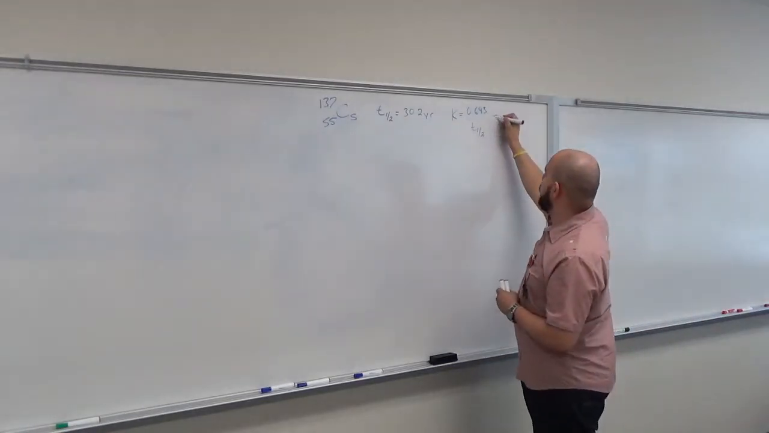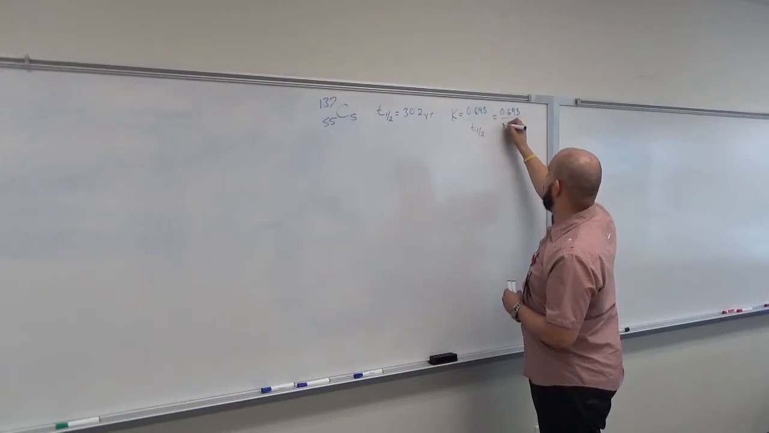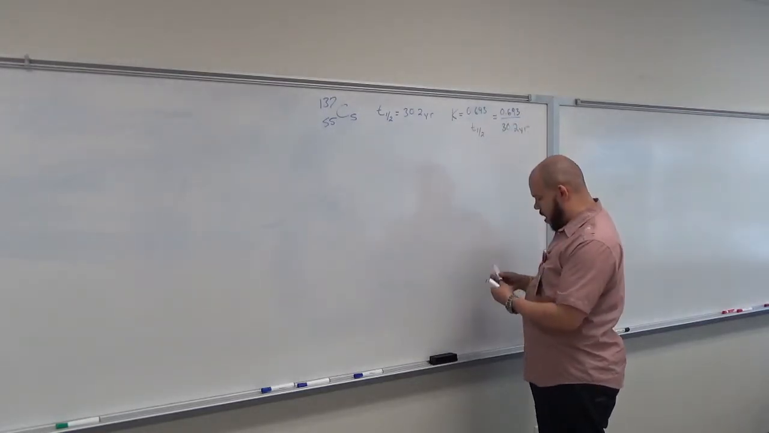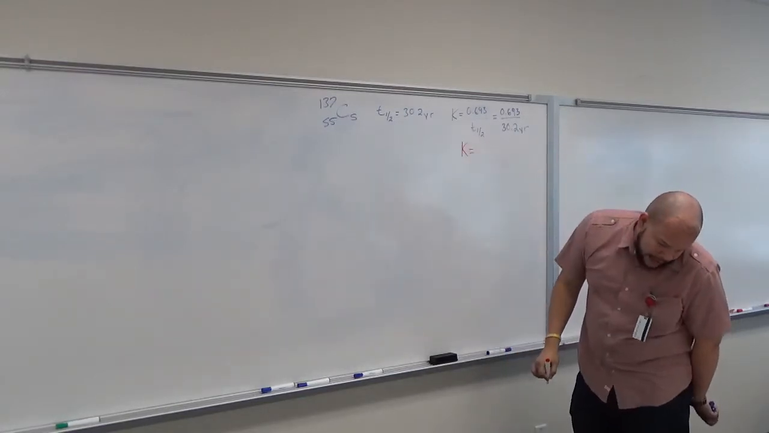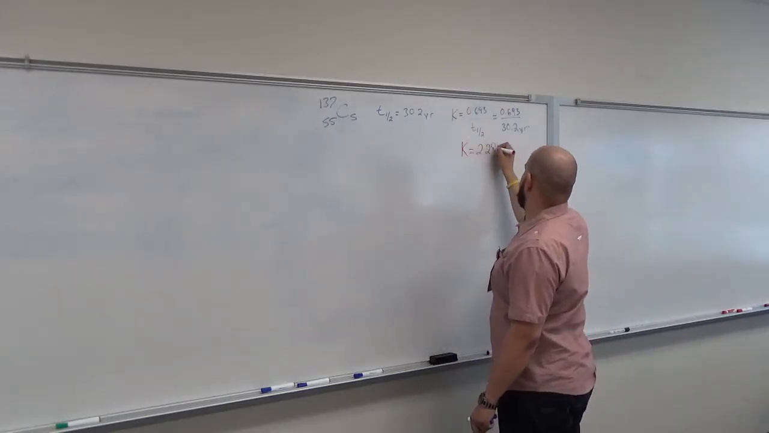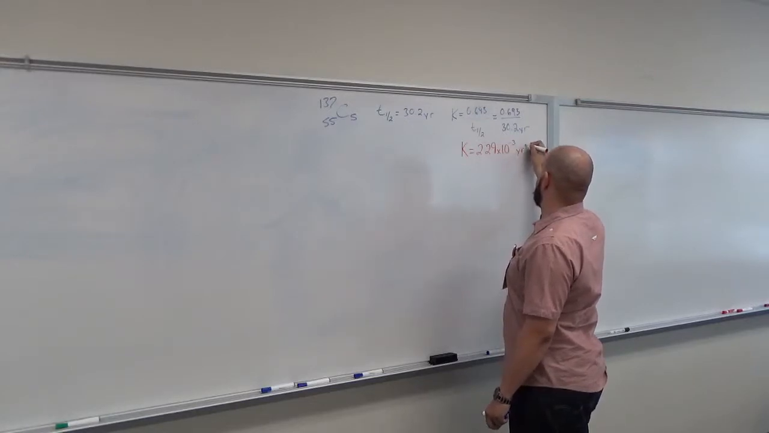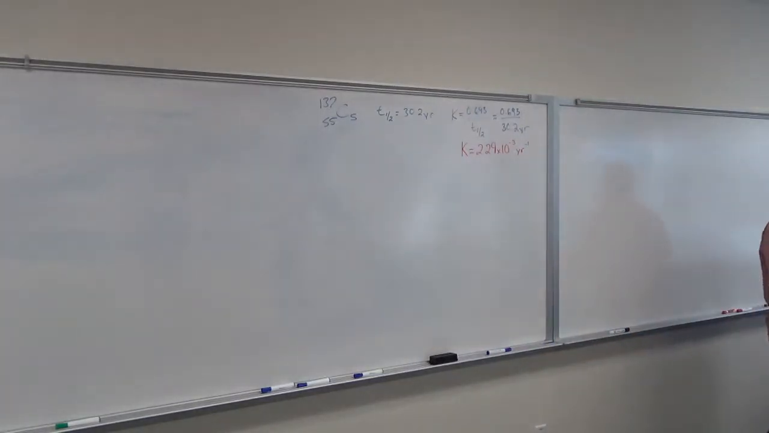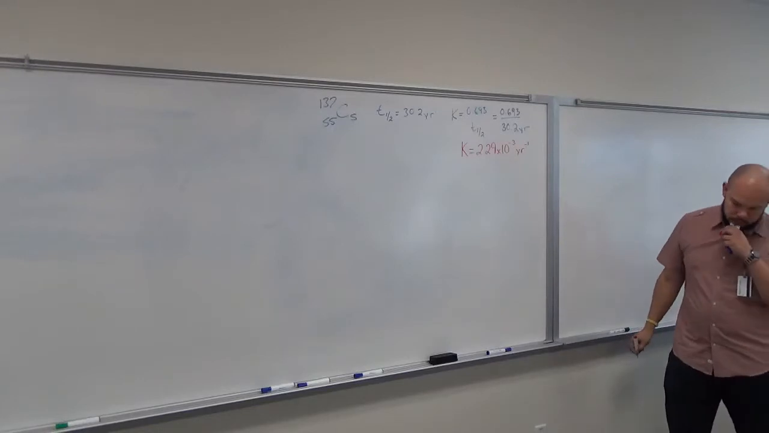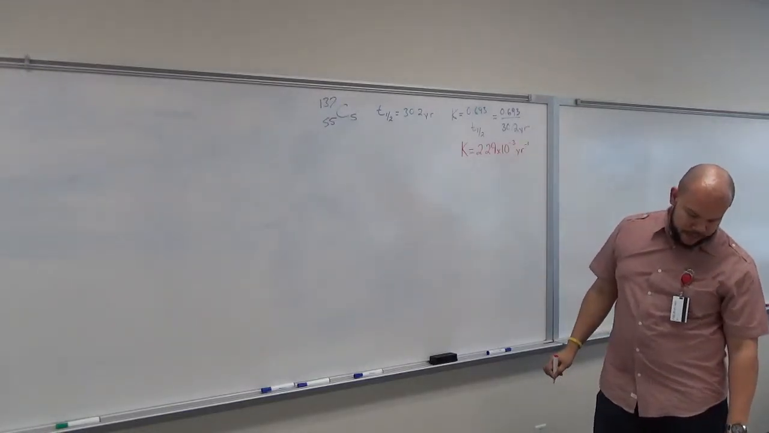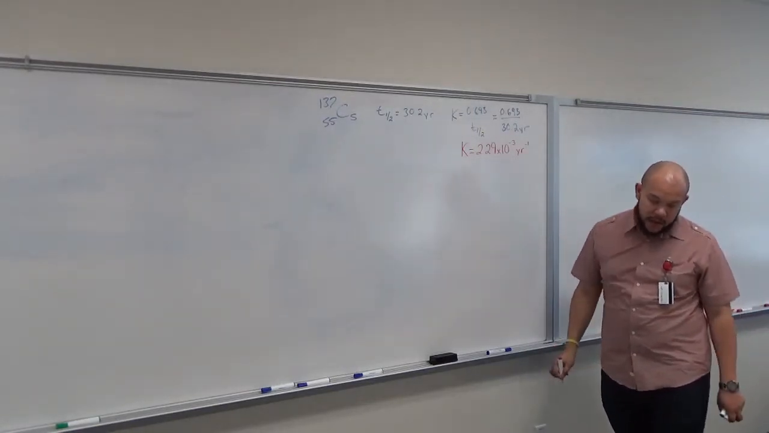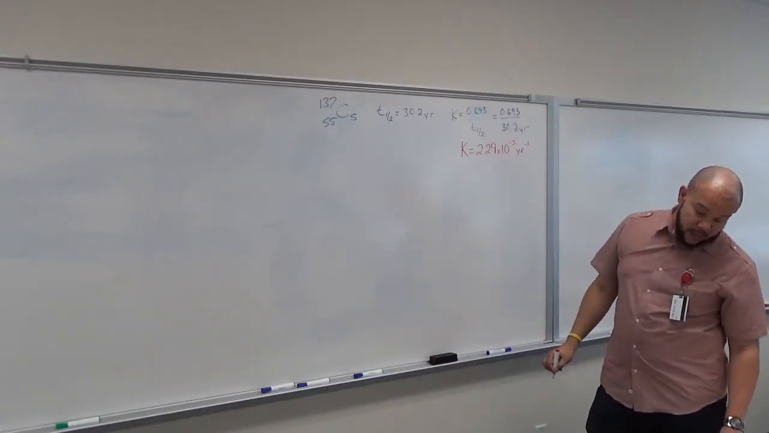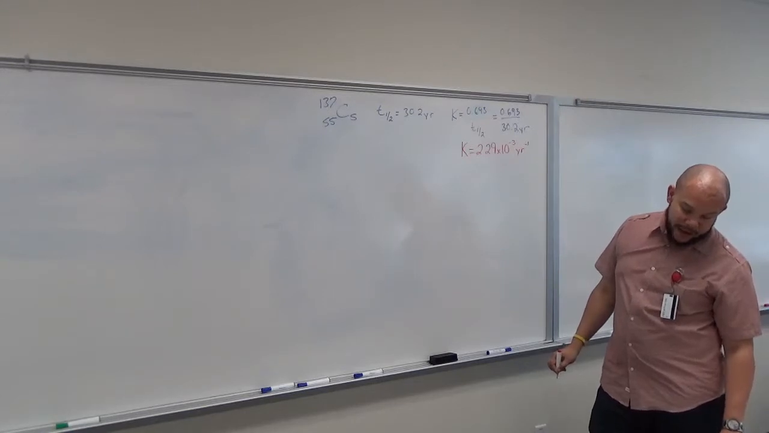If we know it's 30.2, then this value is 0.693 over 30.2 years, and we get a value for K equal to, looks like I got 2.29 times 10 to the negative 3, and this is year to the negative 1. Remember, our units for the rate constant for first order is time to the negative 1. So that's the first part of the question. The second part asks: given a sample of 8.13 times 10 to the negative 3 moles of cesium-137, how much in kilograms will be left after 250 years?